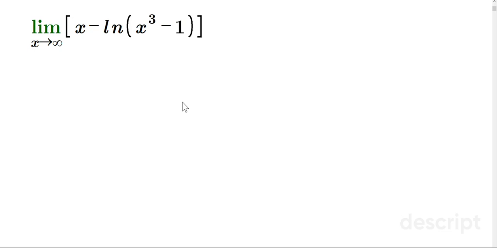Welcome friends, let's do this limit here as x approaches positive infinity, x minus ln x cubed minus 1, a nice little exercise. So first we have an ln and then we have just x. It seems like there's no way of combining them, but there is.